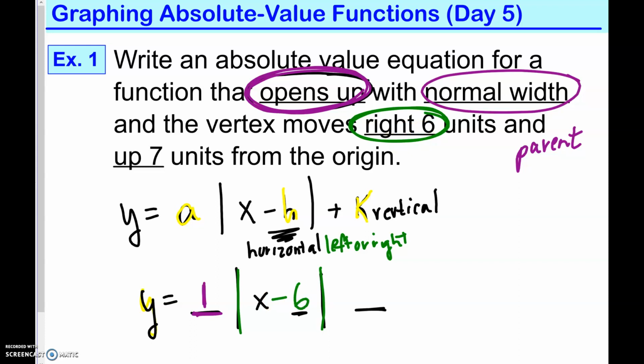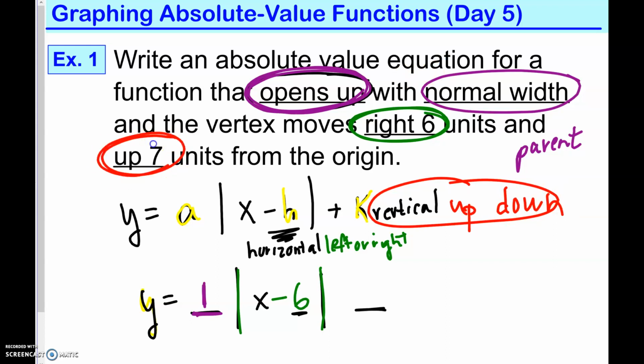And then on the very end, what we're looking for here is a vertical change. And a vertical change means something's either going up or down. So in our reading, does it say anything? It says up 7 units. So we're going to put a plus 7 right here. So that's how your equation should look. Now you might just have it y equals the absolute value of x minus 6 plus 7. You might not have a number here in front, and either way is fine.